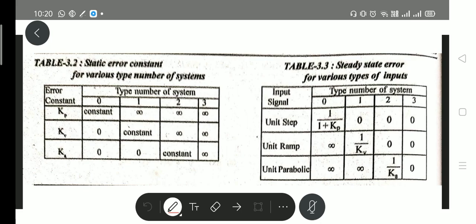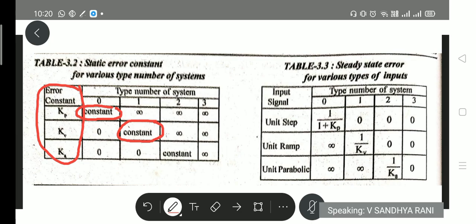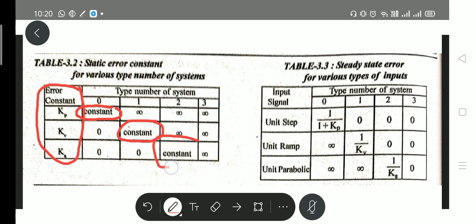Here the error constants are Kp, Kv, Ka and the type of the system. In type 0 only, the positional error constant will be constant. The velocity error constant will be constant in type 1 systems. Ka value is constant in type 2 systems. First write like this; the remaining, on the right hand side infinity, left hand side zeros, in the remaining columns.